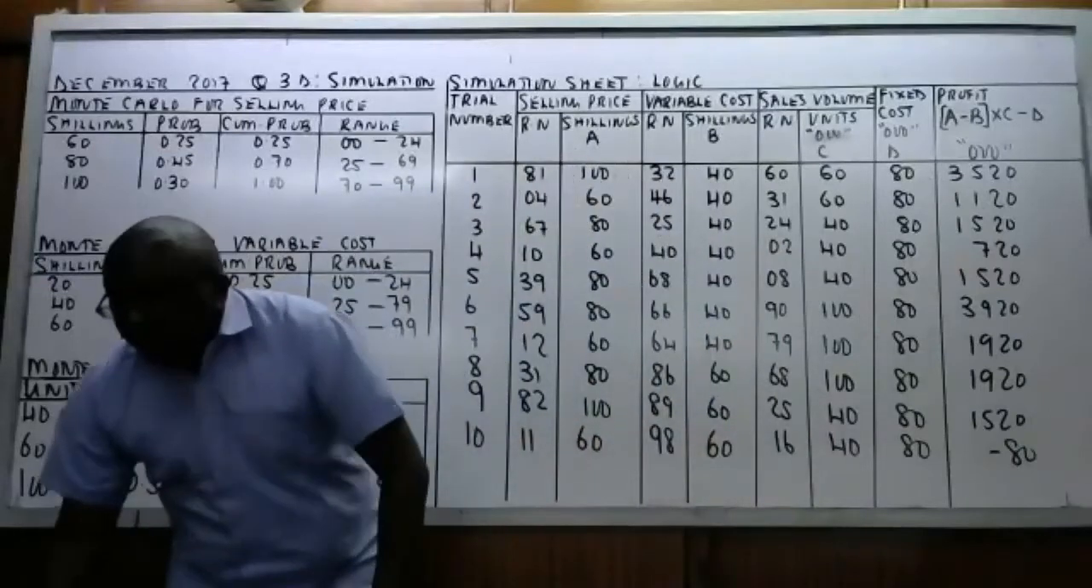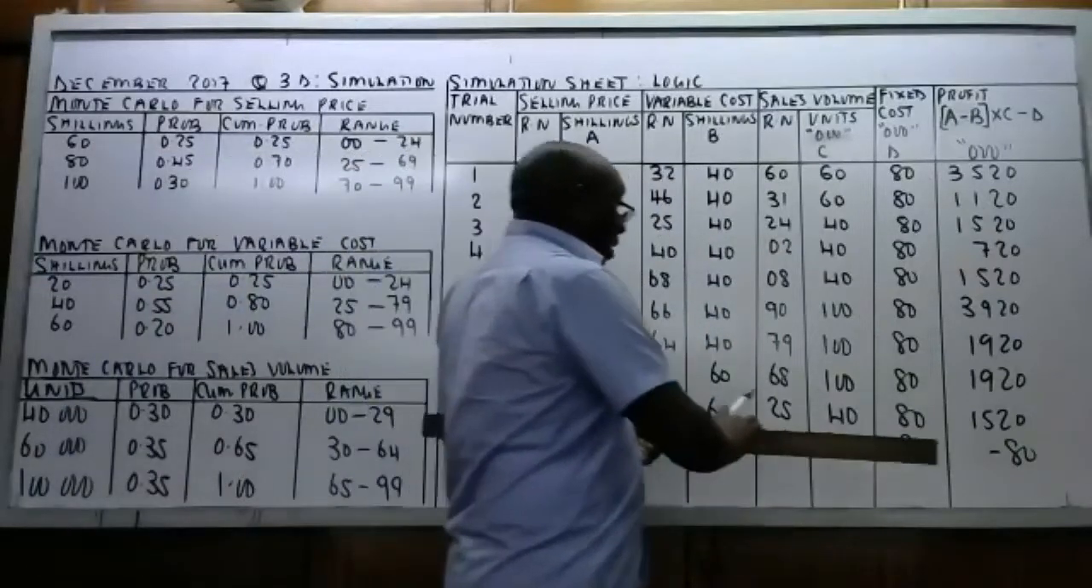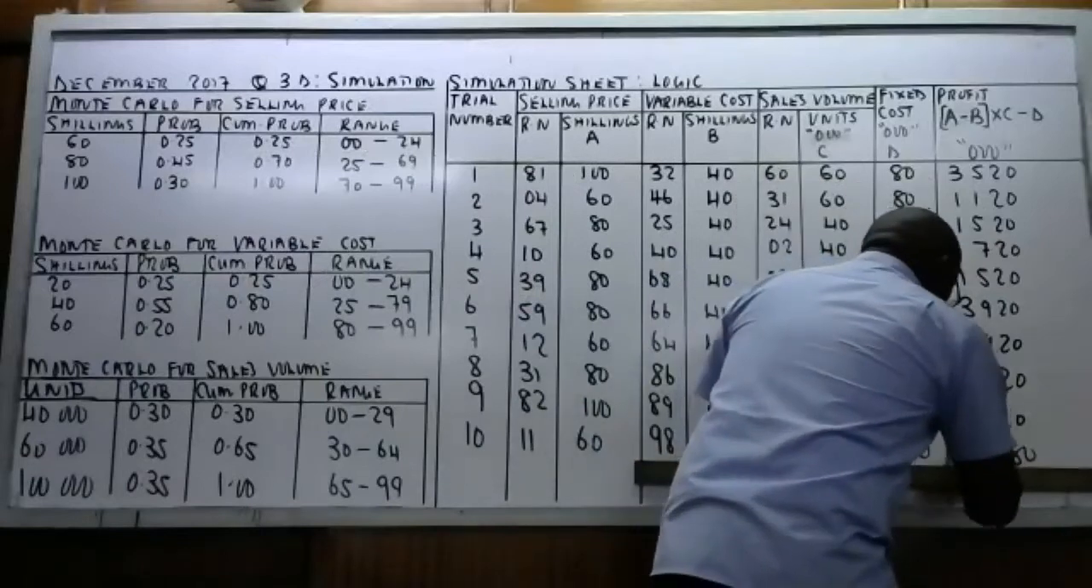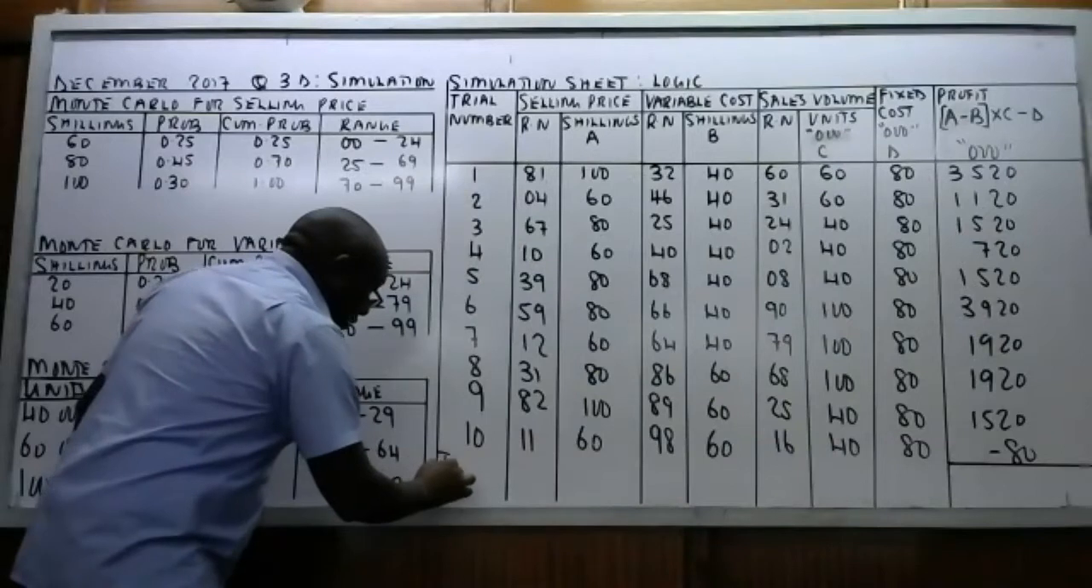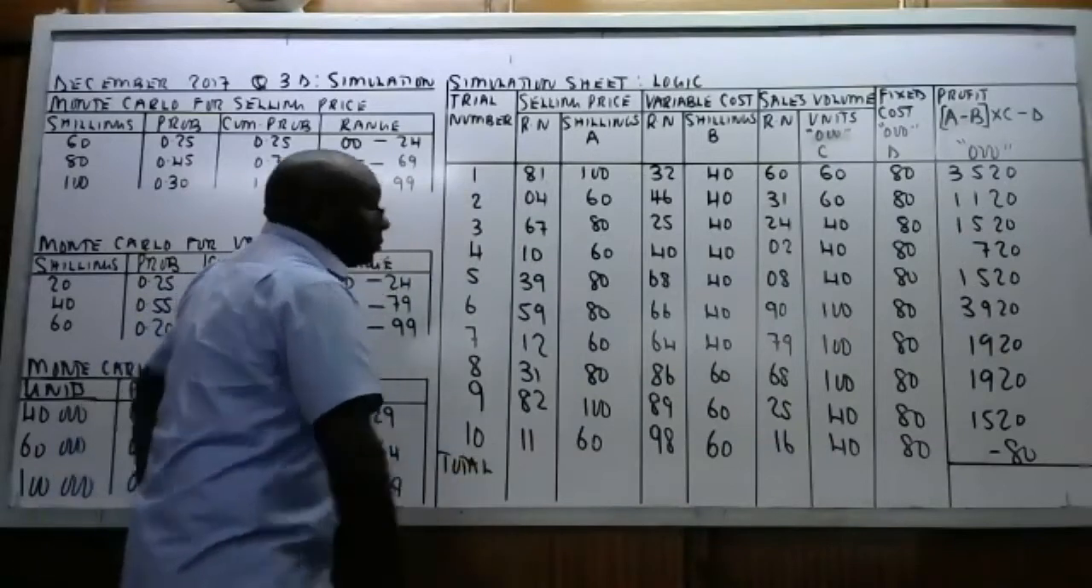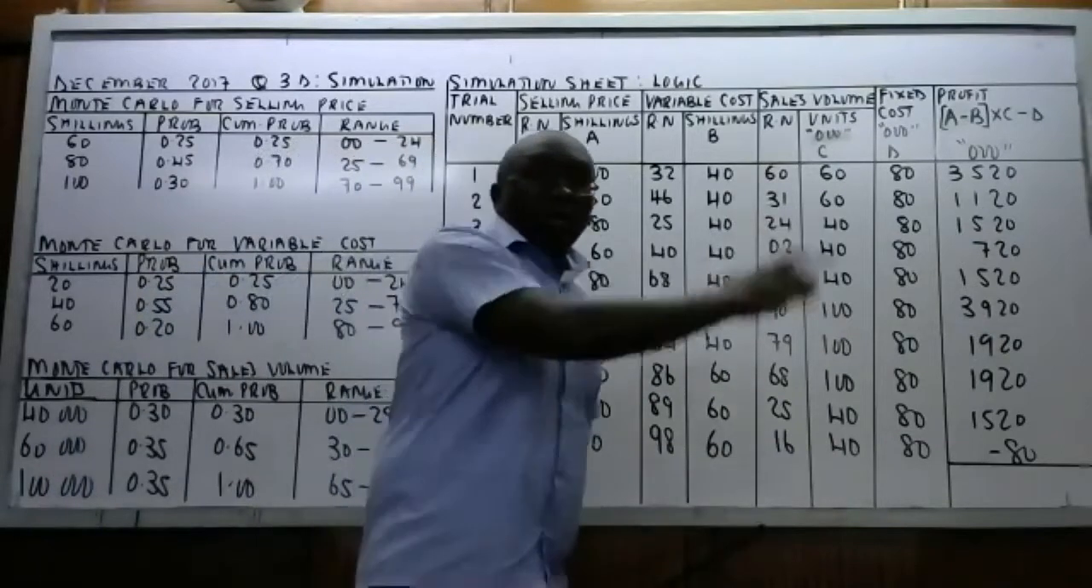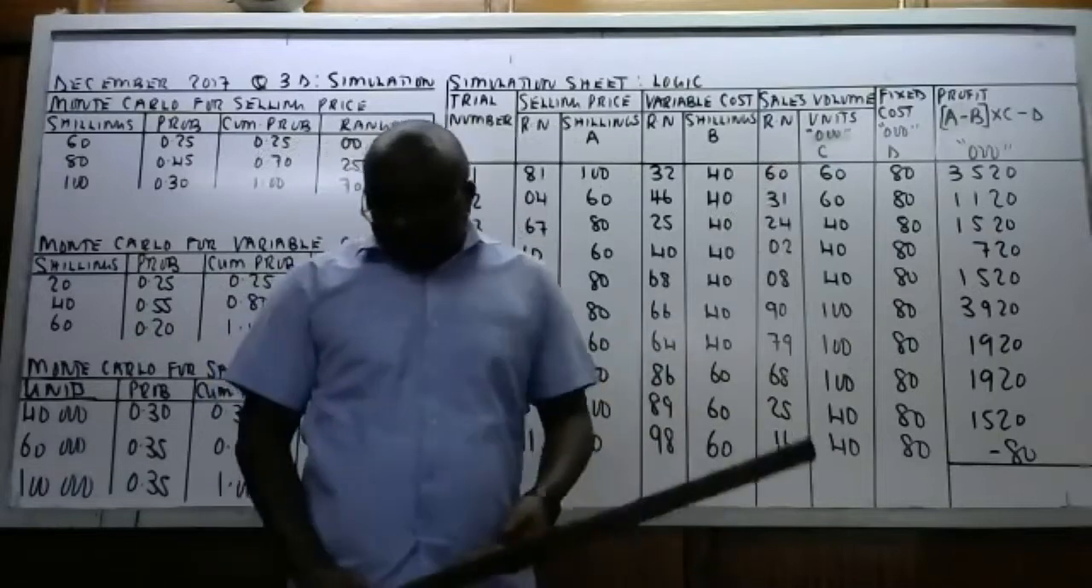So with that, give me the total of this. Add all those profits. You give me the total.